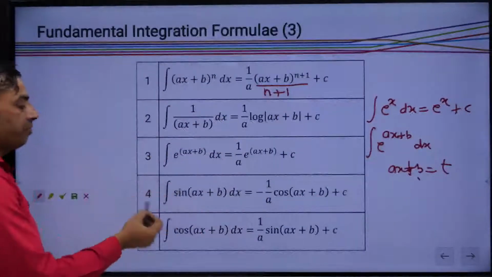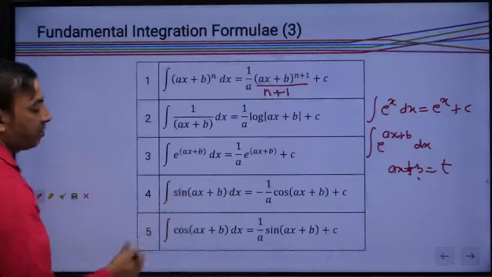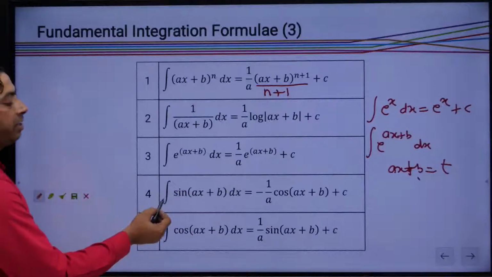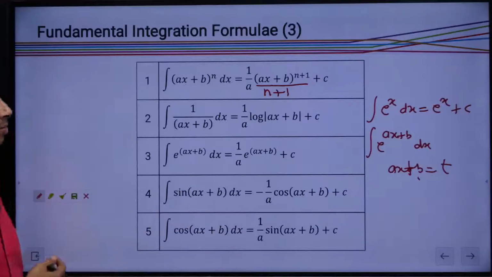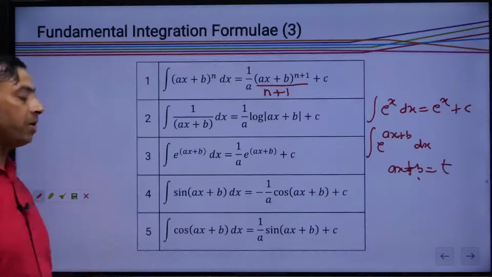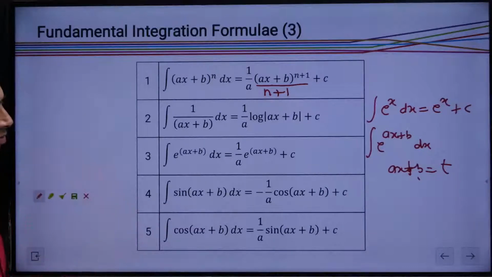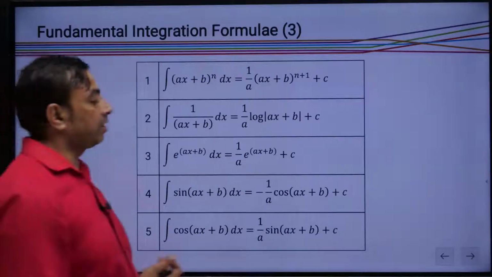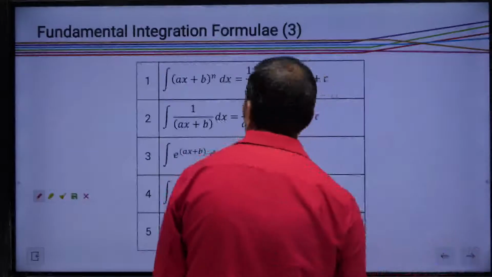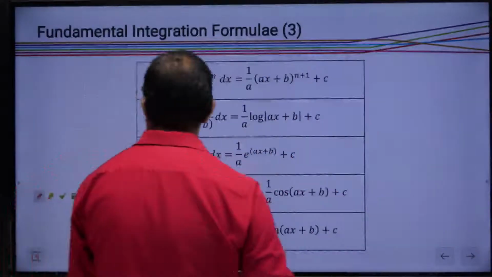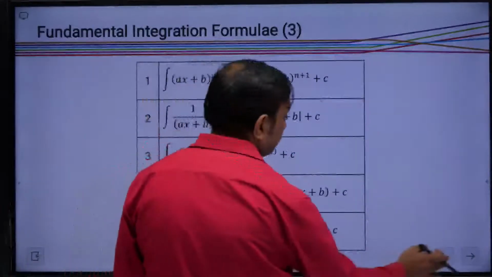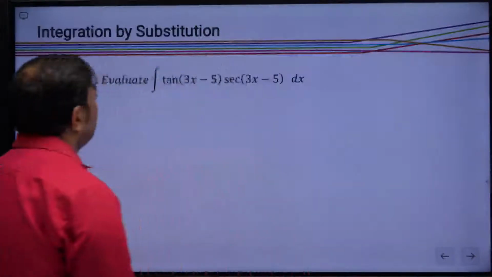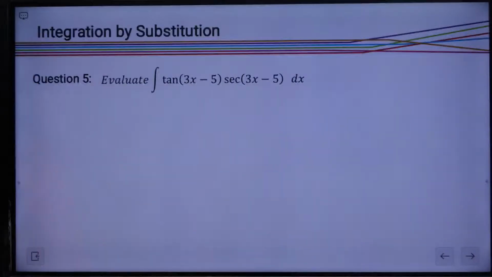So, we can modify the formula for sin x, we can modify the formula of cos x. So, integration of sin(ax plus b) will be minus 1 upon a cos(ax plus b), while the integration of cos is 1 upon a sin(ax plus b). So, these are the formulas which can be modified with the help of substitution method. Okay, now look at these few examples based on the substitution method.